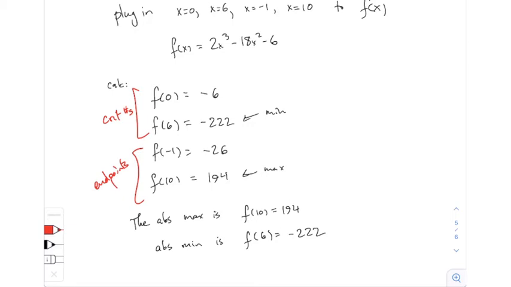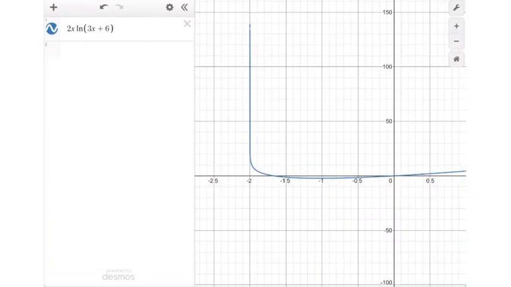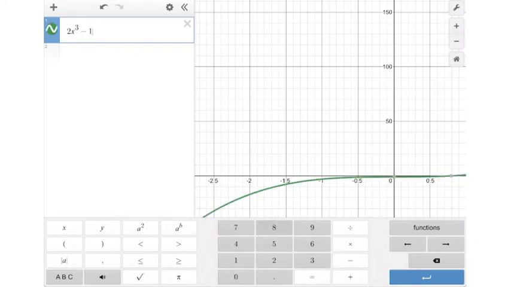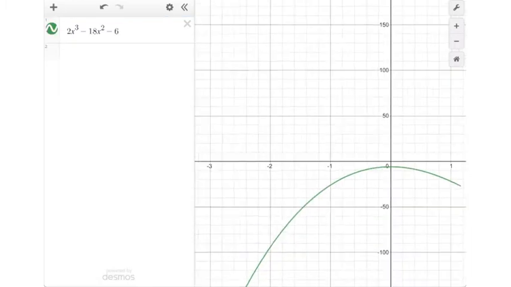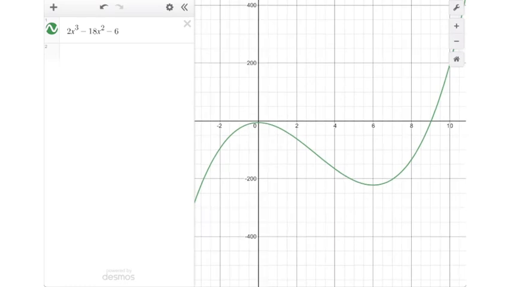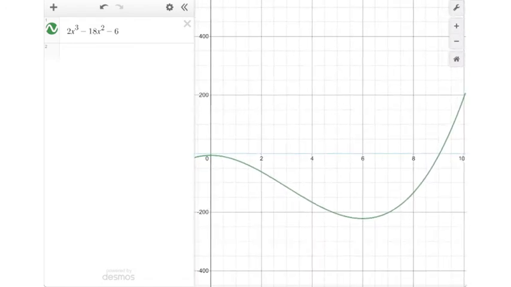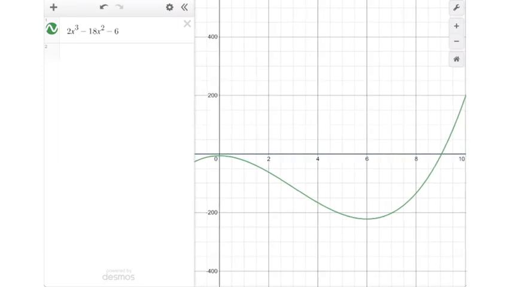Yeah. All right. You can always check your answer. I thought it might be fun to look at the graph of this just to see what it looks like. I'm graphing the original function here, 2x cubed minus 18x squared minus 6. So this is the function here. It looks like that. And remember, we are only focusing on the interval from -1 to 10. So it's kind of like that much. I'm trying to just look at the interval from -1 to 10.